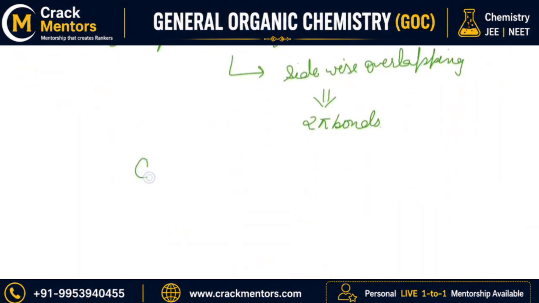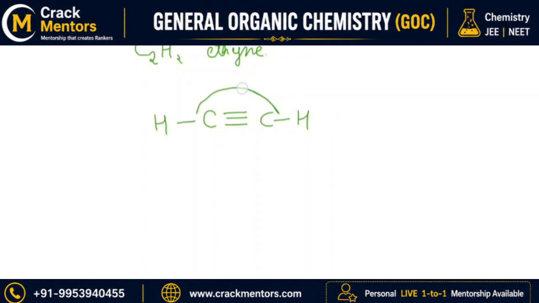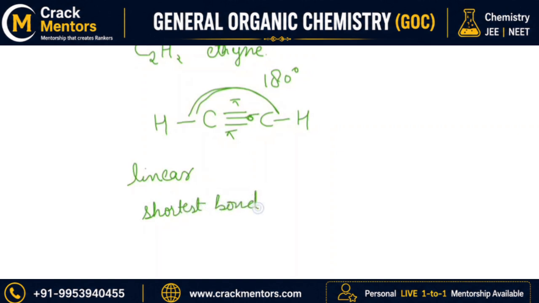The example is C2H2, that is ethyne, right? So this was your 2 carbons. If I draw a skeleton, that will be H, and here this will be H. The characteristic is this: there is a line structure of 180 degrees, so it is a linear structure. As you know, there are 2 pi bonds and 1 sigma bond, so they have the shortest bond length and strongest bond, because 2 pi and 1 sigma of 2 atoms are combining.